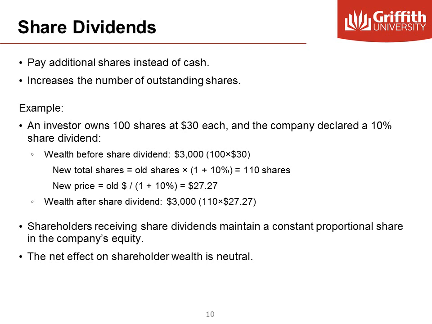Shareholders receiving the share dividends maintain a constant proportional share in the company's equity, and the net effect on their wealth is neutral, as shown in the example. Before the share dividend, the investor had $3,000 in wealth based on 100 shares at $30 each. After the share dividend, the investor still has $3,000 based on 110 shares, but at a lower price of $27.27 each.